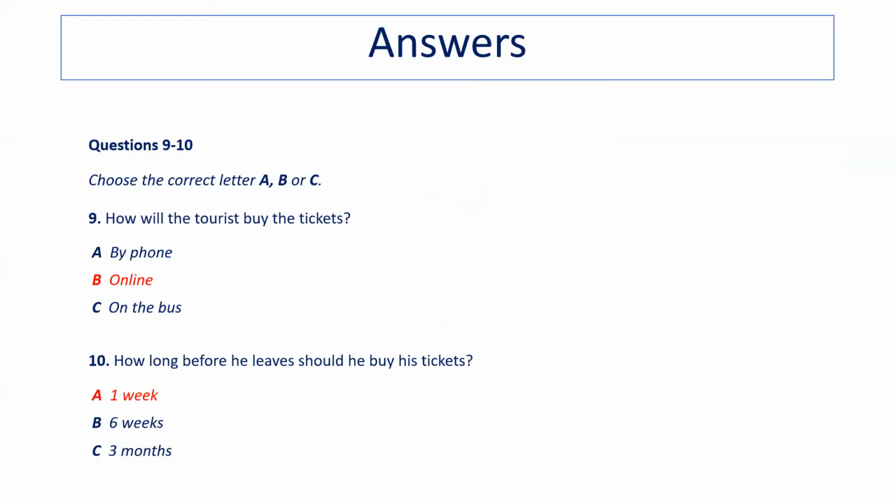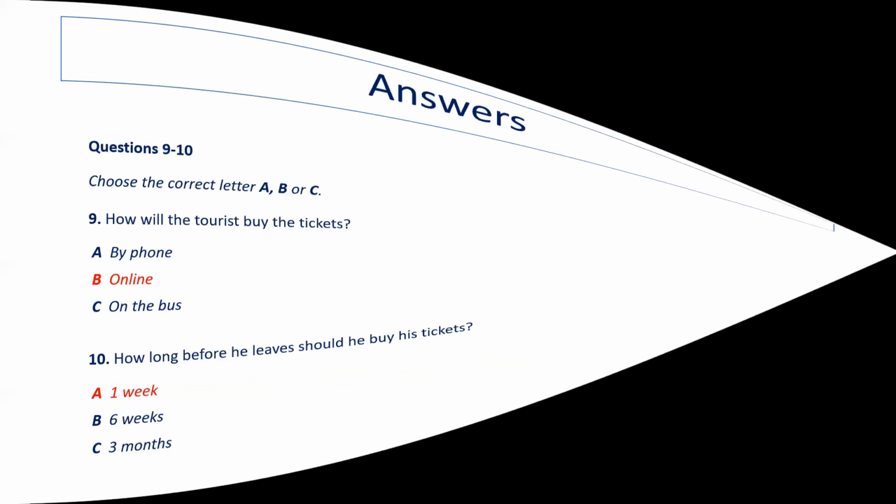How did you get on? Let's take a look at the answers. So the tourist will buy the tickets online. The tourist has only 1 week before he departs in order to buy his tickets.